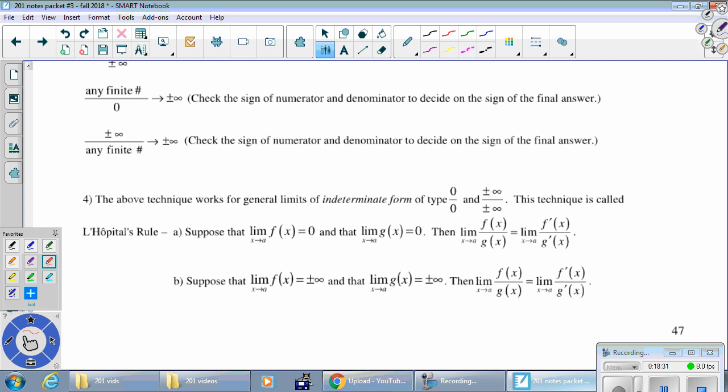Okay, and then the above technique, the L'Hopital's rule technique, works for general limits of indeterminate form of type 0 over 0 or plus or minus infinity over plus or minus infinity. That is to say, any combination of infinity on top and infinity on the bottom is fair game for L'Hopital's rule. For example, if the top is negative infinity and the bottom is positive infinity, that's fine. Any combination of those signs. This technique is called L'Hopital's rule. It's written out there. It just says that you get to do the freshman dream, that the limit of f over g is really the same as the limit of f prime over g prime.